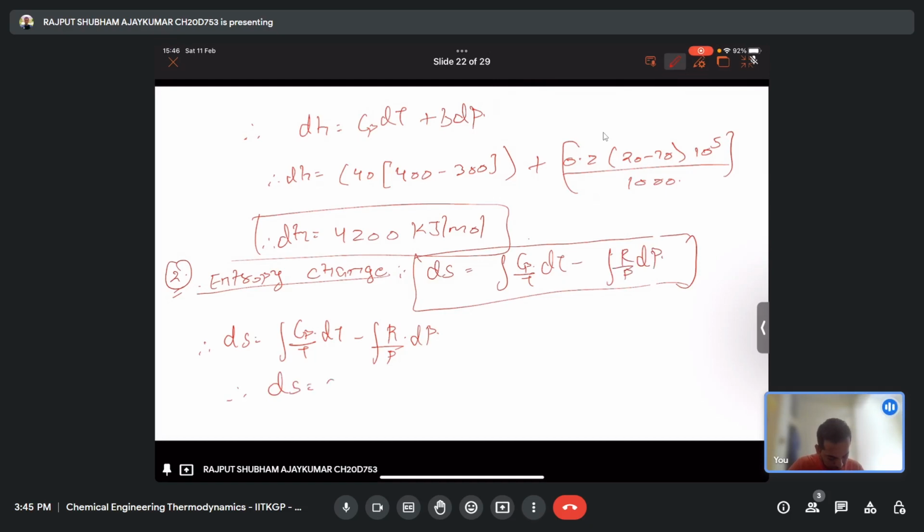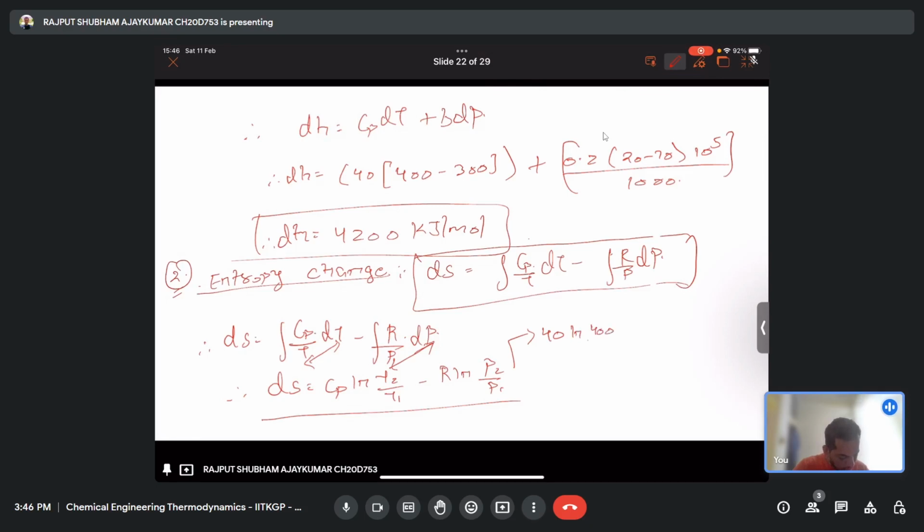So dS equal to Cp ln T2 by T1 minus R ln P2 by P1. What I've done is I've taken the specific heat at constant pressure Cp out as a constant, and I've integrated dT by T from T1 to T2. Similarly, I've taken the universal gas constant R outside as a constant, and integrated dP by P from P1 to P2, so you can arrive at this equation. So just put in all the values. Specific heat Cp is given as 40 ln of T2 by T1.